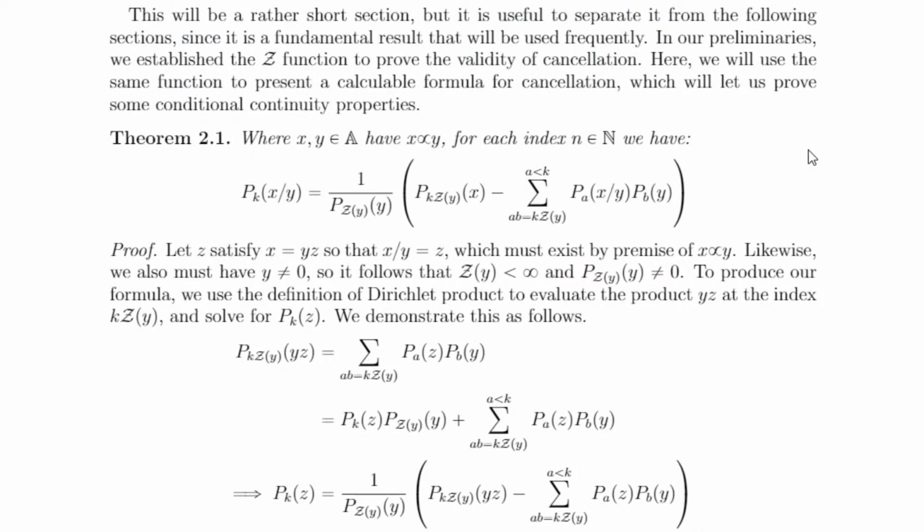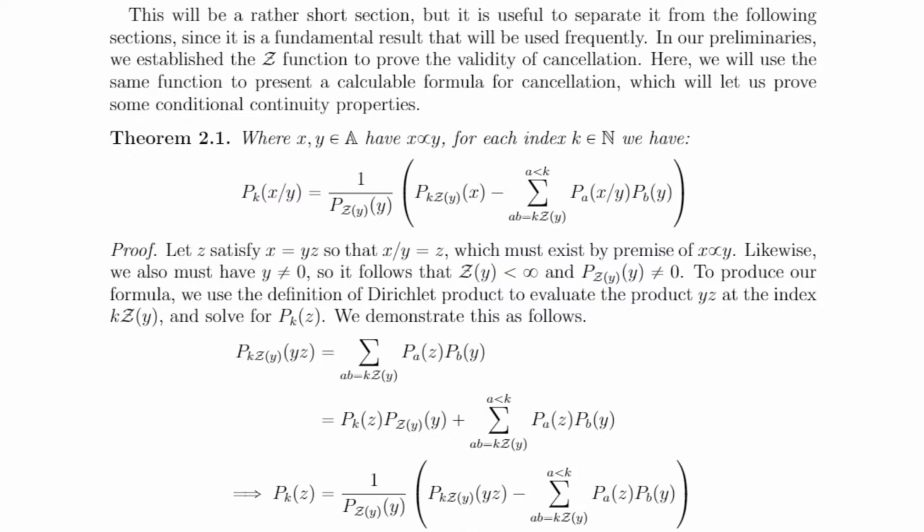This isn't too rough, though. We can just break it down piece by piece. So we're saying we have some x and y, x can be divided by y. And we have some index n. This is another typo. We have n there and k in the other spot. Just fix that real quick. Okay, so for every index k, the kth projection of the cancellation. This is what we want to make this formula for. So whenever we cancel x and y, we're trying to calculate, on each index, we have this formula.